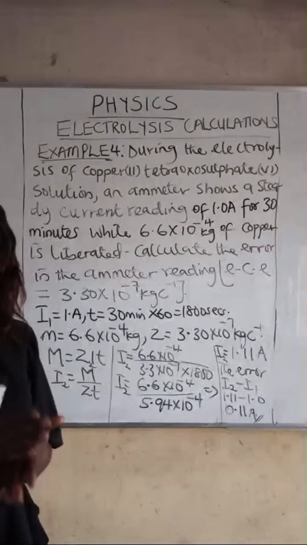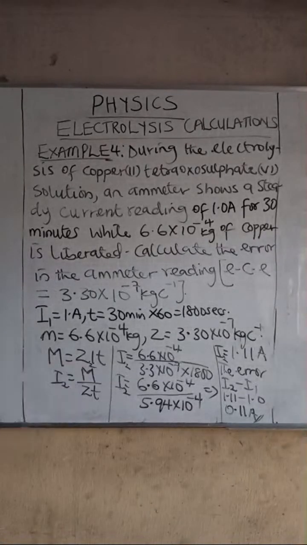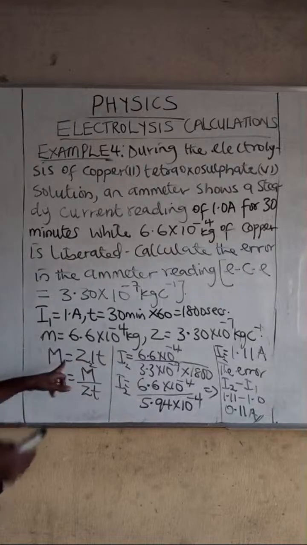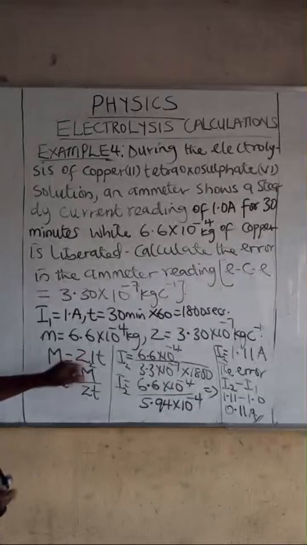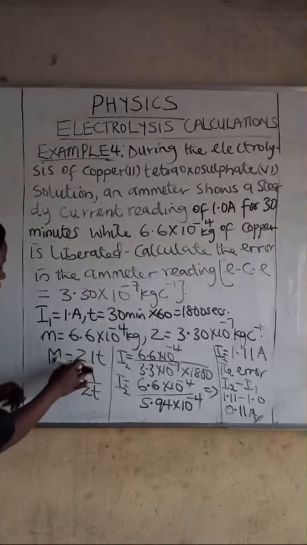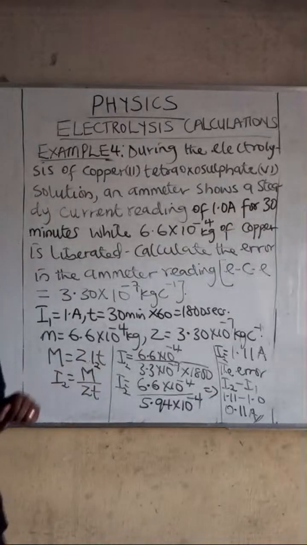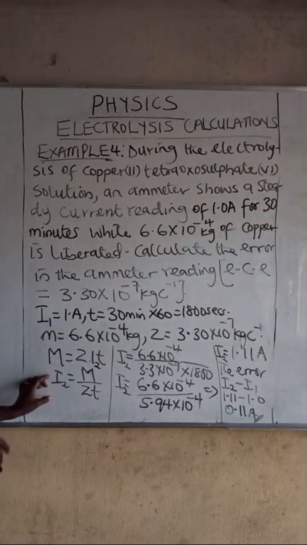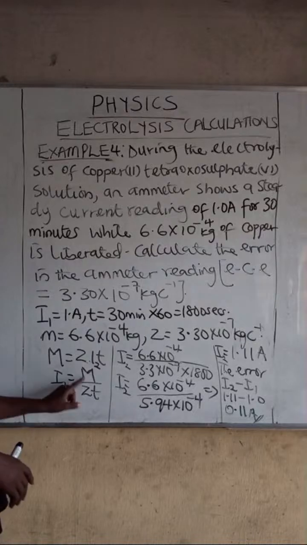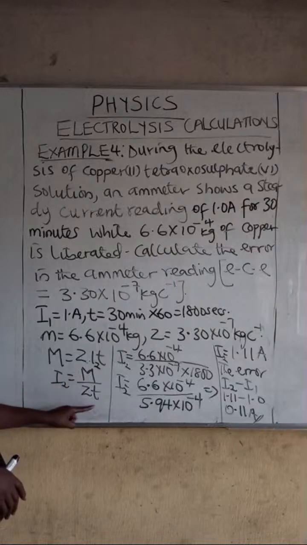So the first thing we are going to do is to remember Faraday's first law. Okay? Faraday's first law states that what? The mass is equal to ZIT. M is mass, Z is electrochemical equivalent, I is current, and T is time. Now I am looking for the new current so I can get the error. So I made it the subject by dividing both sides by ZT. So I2 is equal to M over ZT.